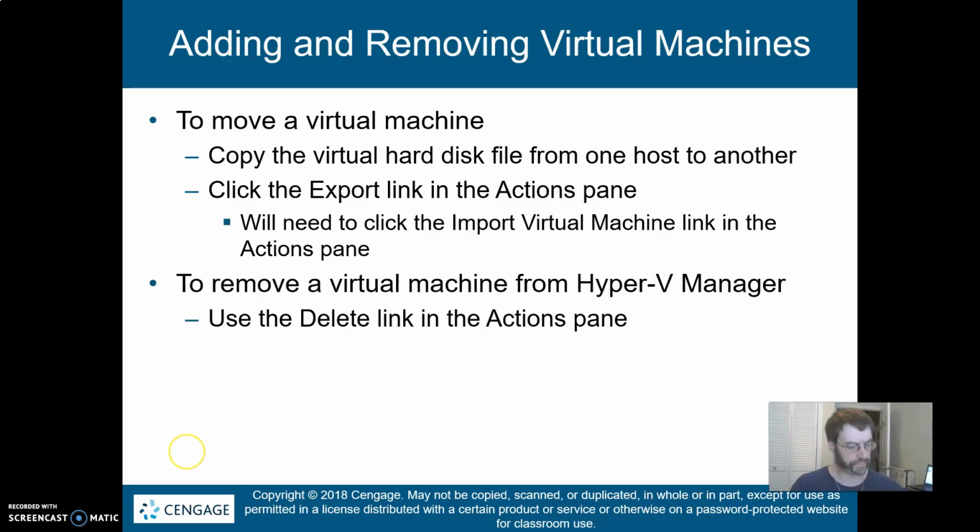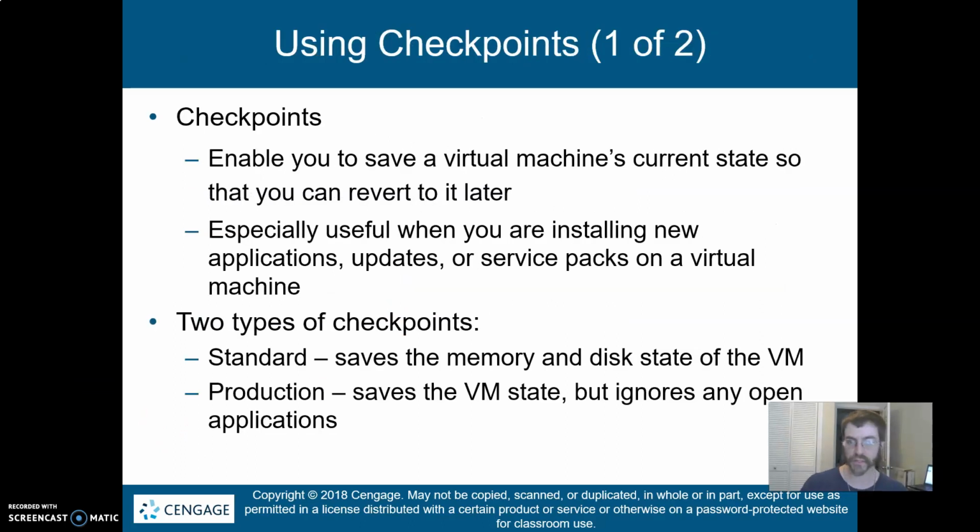Now, we also have the concept of snapshots in Hyper-V, except that we call them checkpoints. You can save the current state of a virtual machine. This is particularly useful if you're trying to save the state of a VM right before you make an important change, or right after you've made an important change that has gone well and you would like to save that new state. So if things go sideways, you can roll back.